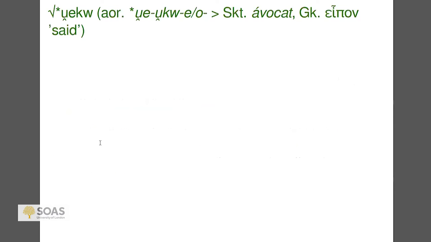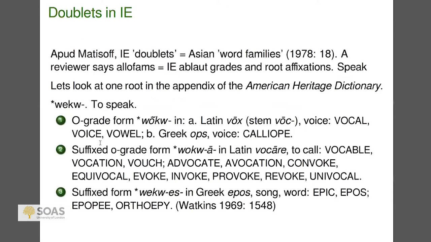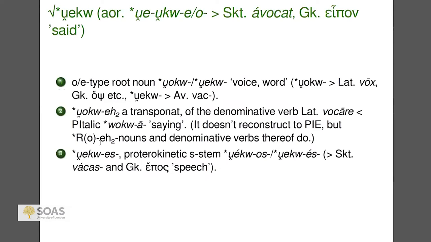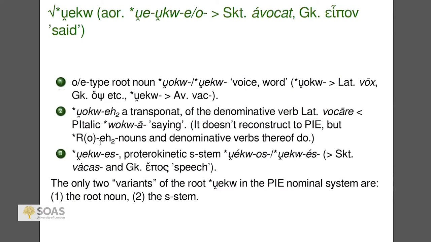let's say earlier we were looking at how they're presented in the American Heritage Dictionary. Here they are. And now I'm saying it's not really the case that they're just three variant forms. We have ways to explain them as morphological derivatives from a single root. So in a sense, there are only two variants. One is the root noun, because the second variant is formed from the root noun through a suffix that changes it into a verb. And the second one is an S stem.